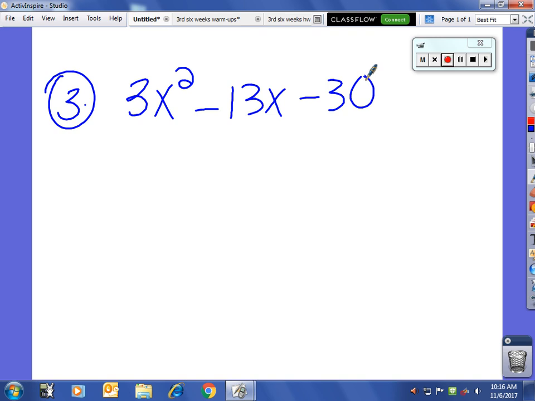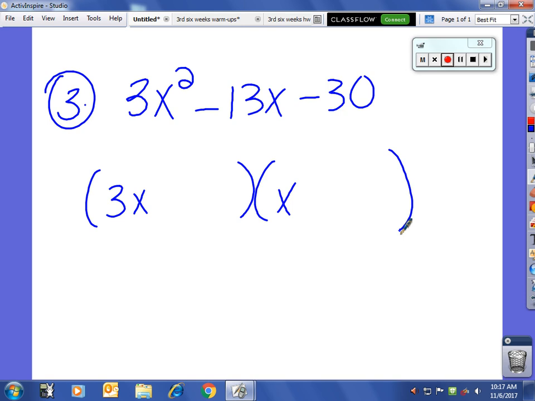Okay, a couple of things that are non-negotiable here. The one nice thing is 3x squared. There's only one way to get that product. What is it? 3x and x. Now, the tricky part about this, look at my last term. It's a negative. What does that mean?